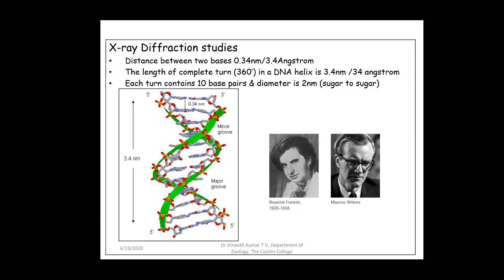In the X-ray diffraction studies, Rosalind Franklin and Maurice Wilkins could deduce many details of the structure, but they failed to come out with a three-dimensional model for DNA, which was accomplished in 1953 by Watson and Crick. To shed more light on the structure of the DNA, Franklin and Wilkins used a powerful method called X-ray diffraction to analyze the DNA fibers.